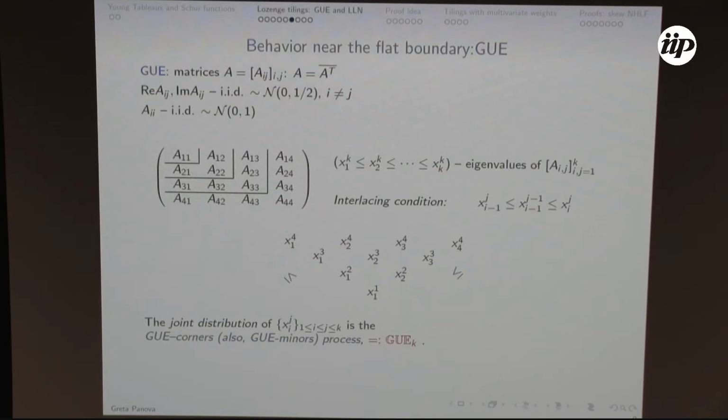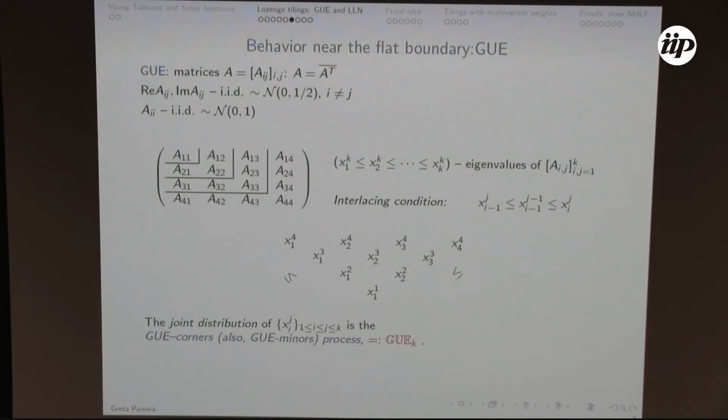And it's a theorem in linear algebra, of course, that they are going to have real eigenvalues, and if you arrange their eigenvalues in increasing order, then the eigenvalues from the big matrix, the one inside, and so on and so forth, they will interlace. So they will satisfy the same inequalities of this triangle that I showed earlier. And so this collection of so-produced random variables is what's called the Gaussian unitary ensemble minor, or corners process. And I will denote it by GUE_k.